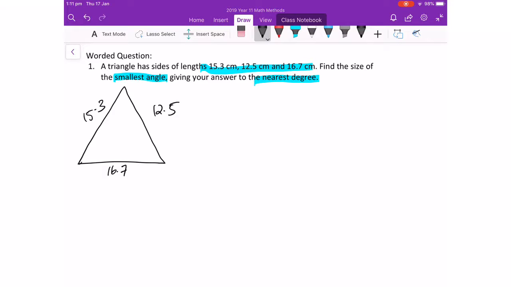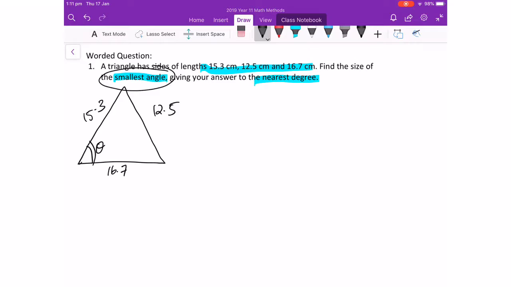So what's important is that when it talks about the smallest angle, it just means that it's the angle opposite the smallest side. And the same goes for the largest angle. So the largest angle is opposite the largest side. So realistically, we're trying to find this one. This is our theta or our A or whatever, that kind of thing. So that's what we're going to do.